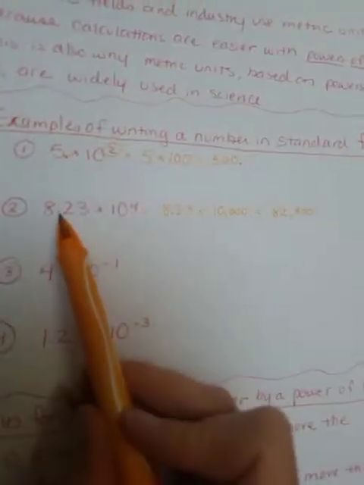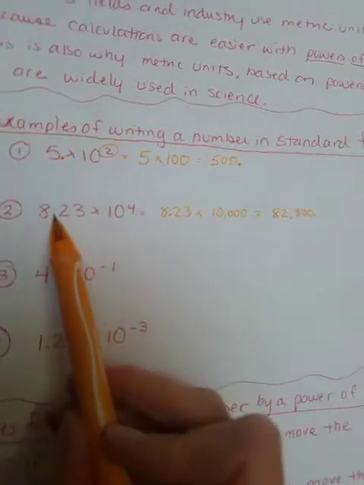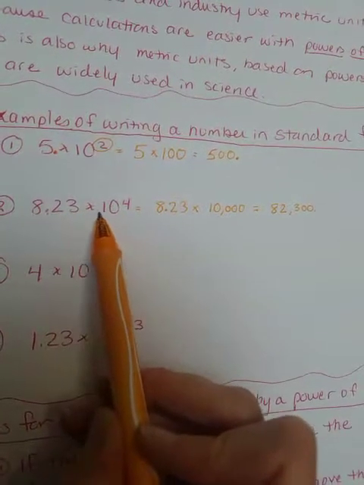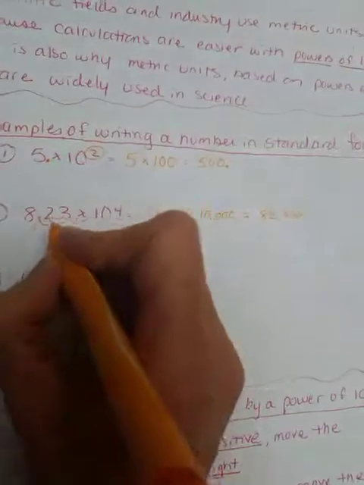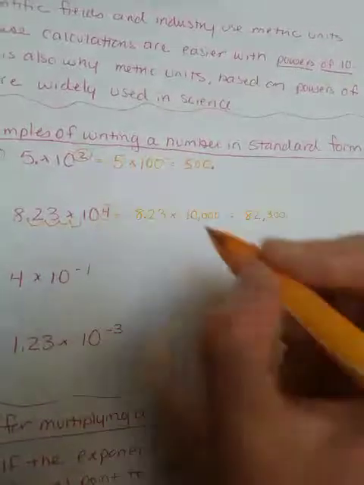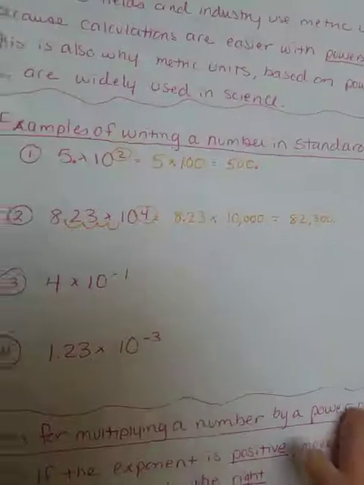So how did we go from a decimal point between the 8 and the 2 all the way to the end here? Well, we moved it over 1, 2, 3, 4. These empty spaces here are where we put the zeros. And the 4 spaces comes from your exponent.